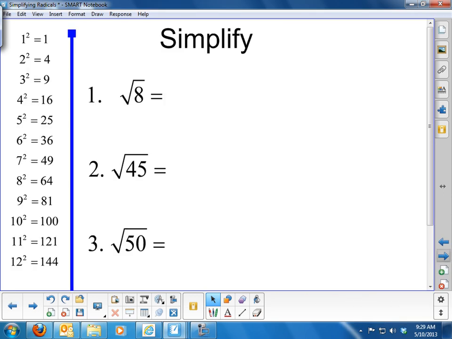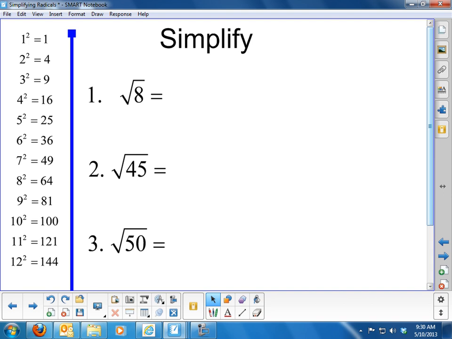Okay, so I've got my list made up all the way on the left-hand side here from 1 squared to 12 squared. You should have 13, 14, and 15. But that's going to be a great reference for when we're simplifying these radicals. So what I mean by simplifying is we know that we can type the square root of 8 into our calculator and we get a decimal. We've done that before. We can round that decimal to the hundredths place, 2 decimal places, but that is not very accurate, okay?